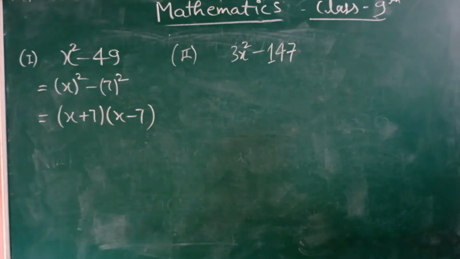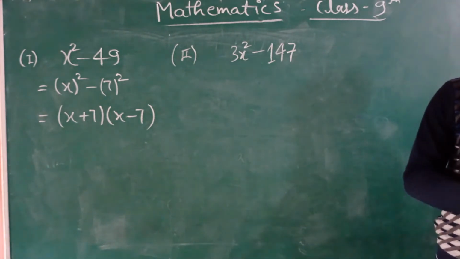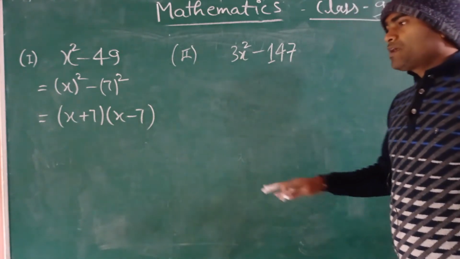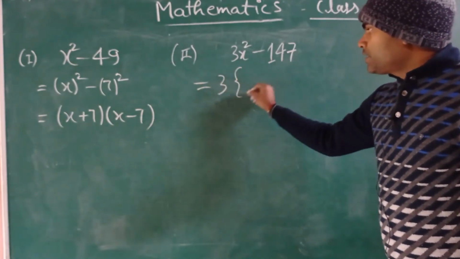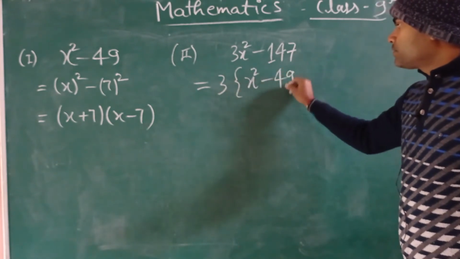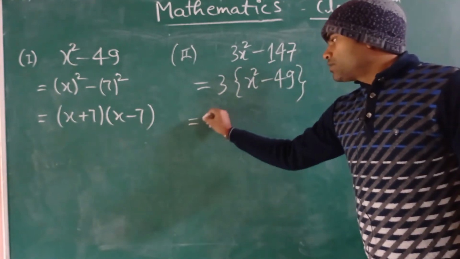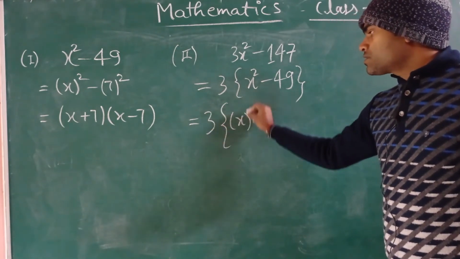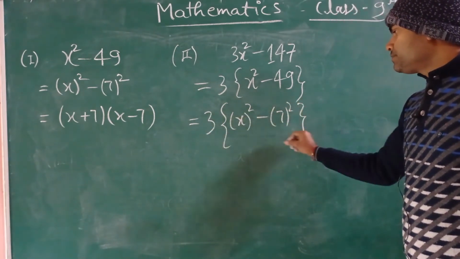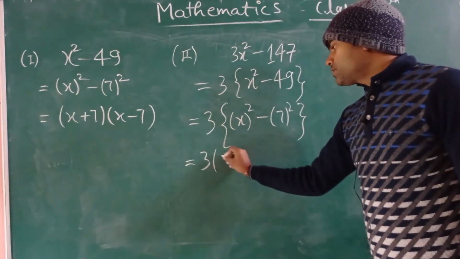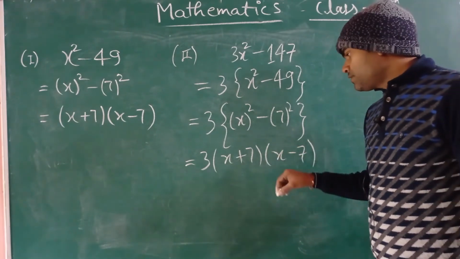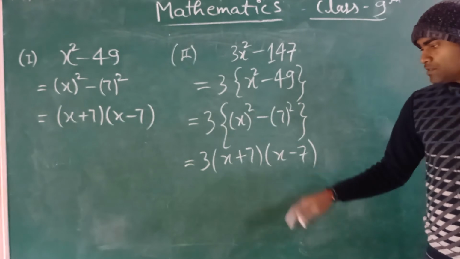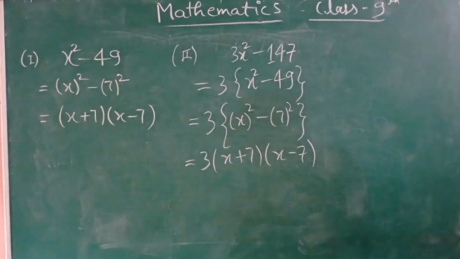So students, in case of factorization, we first take common whatever the term is common. Here 3 is common, and x square minus 49. Okay. Now write down x square and 7 square. 3 times a square minus b square, a plus b into a minus b, so x plus 7 into x minus 7. So these will be the factors for this problem. Now try by yourself.